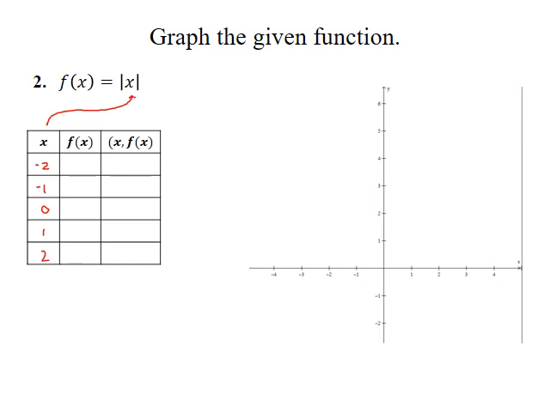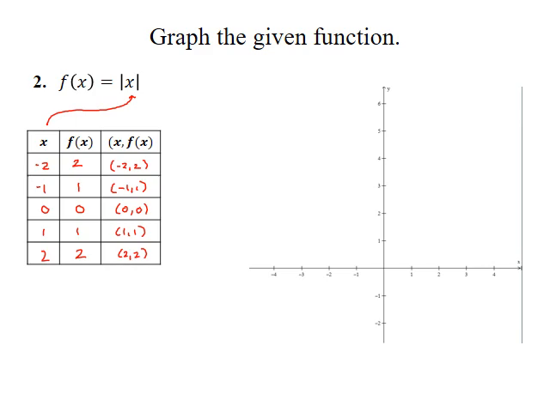Now remember, all an absolute value function does is tell you to change it to a positive. So all of these numbers, you just change them to their positives. -2 becomes 2, -1 becomes 1, 0 stays as 0, and then 1 and 2 also don't change. So once again, you have created 5 points that you can plot. -2, 2, -1, 1, 0, 0, 1, 1, and 2, 2.